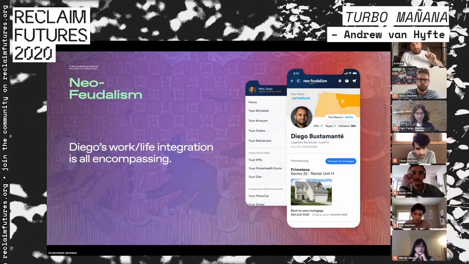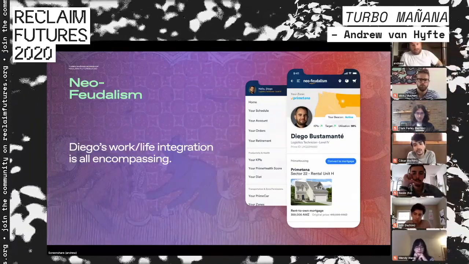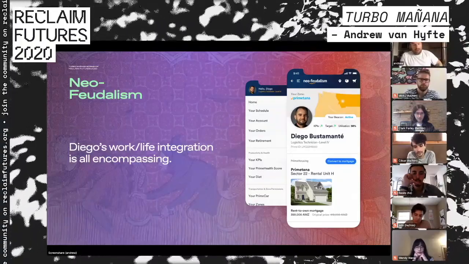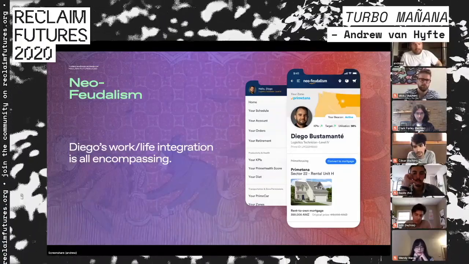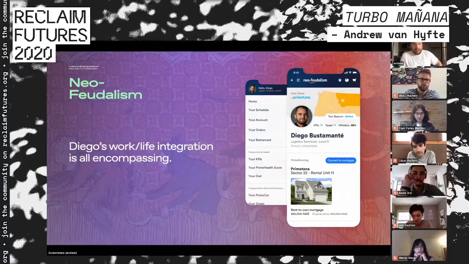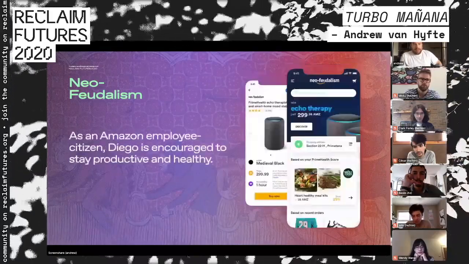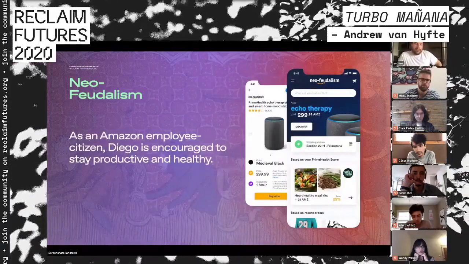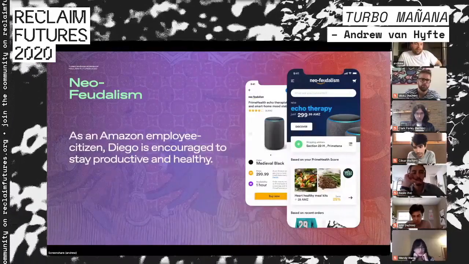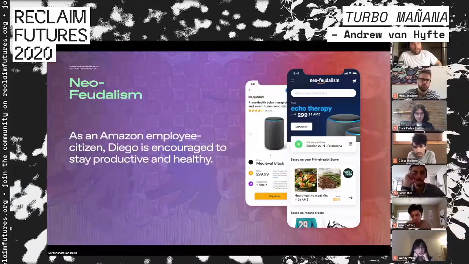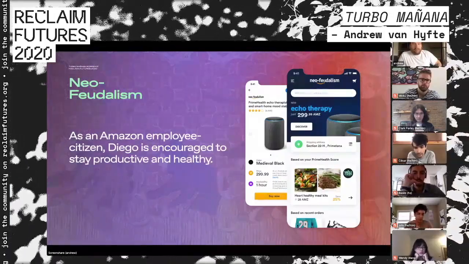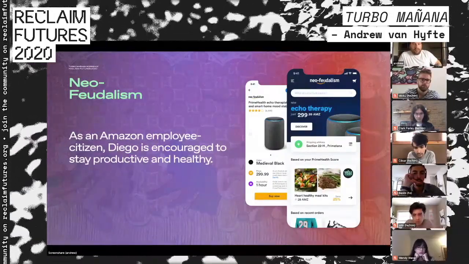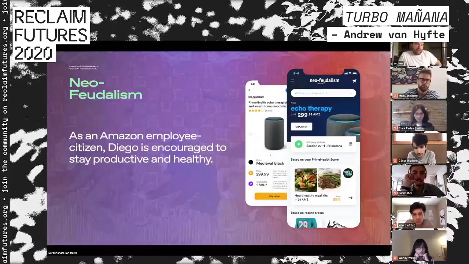And as I've alluded to on this other screen too, you can start to see how things like Prime Health Score and diet and sort of permissions come in, and that could be a little bit freaky. But as an Amazon employee citizen, Diego is encouraged to stay productive and healthy. So here you can start to see what happens when the plutocracies really just press on the accelerator.